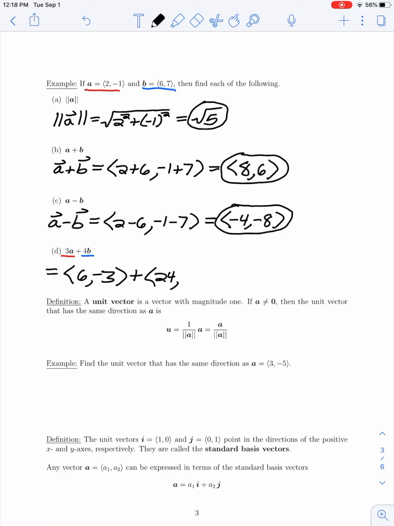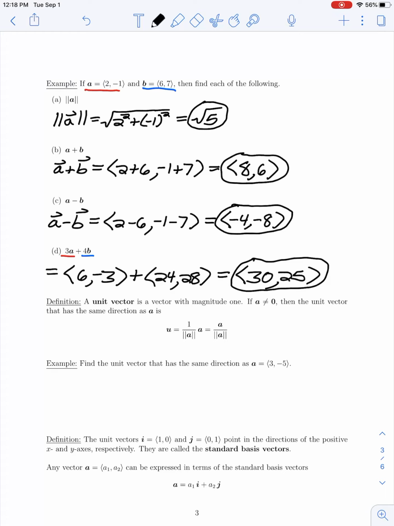4 times 6 is 24, and then 4 times 7 is 28. So then taking the sum of those two vectors, I have 6 plus 24, which is 30, and -3 plus 28, which is 25. So we now know how to perform some operations on vectors, and we have a way to represent these operations, a way to visualize what we're doing.